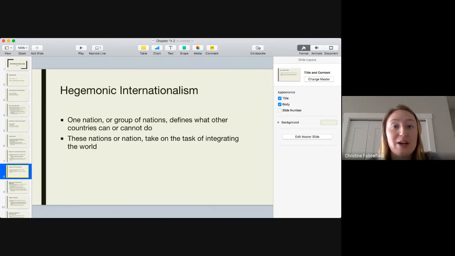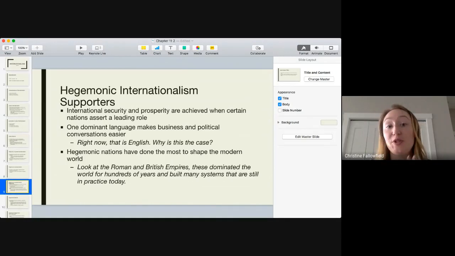Hegemony really comes from power and what you're able to do. And that can be through economic means. It could be through military force. And these are generally done by very strong nations who have both the political and economic capacity to impose their will on smaller or less powerful nations. So people who support hegemonic internationalism really believe that when certain nations, so these strong and very powerful nations, assert themselves, it is more readily accessible that we're going to have international security and prosperity. If you put a strong voice in charge and you let people follow that strong voice, why wouldn't it be great?